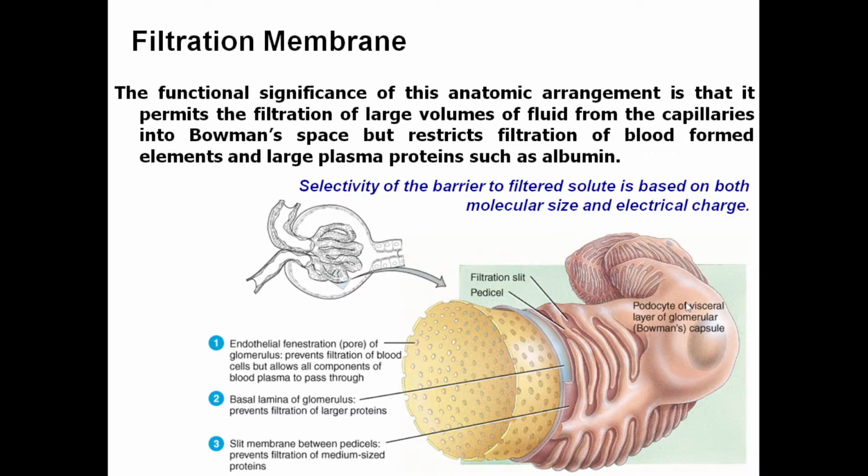And what you have here is that the selectivity of the barrier is based on two main things, the molecular size and the electrical charge. And as for the size, you remember the fenestrated capillary and slits between the podocytes of the visceral layer of the glomerular Bowman's capsule.